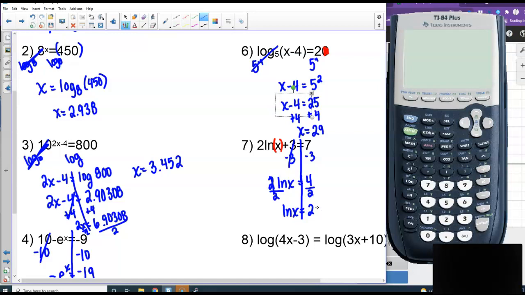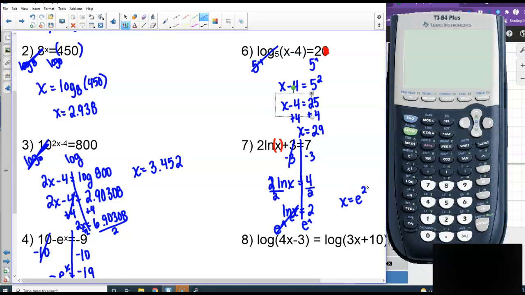What is our base on the natural log? It's the 2.718. It's that e, right? So e is our base here, even though it's not written. So anytime you have ln, e is your base, which means you want to do e to the power on both sides to get rid of that natural log. So you're going to have x equals e squared.